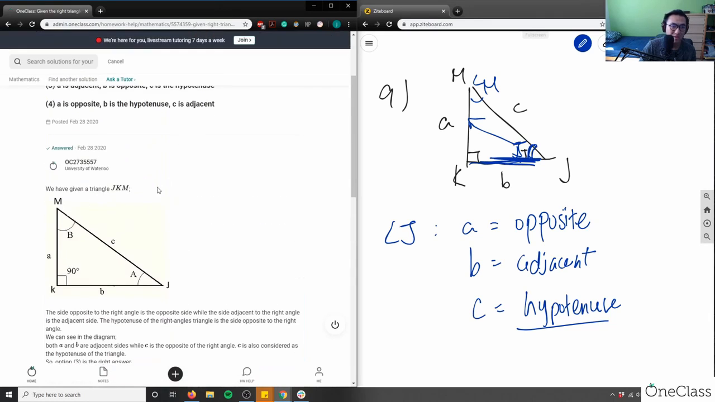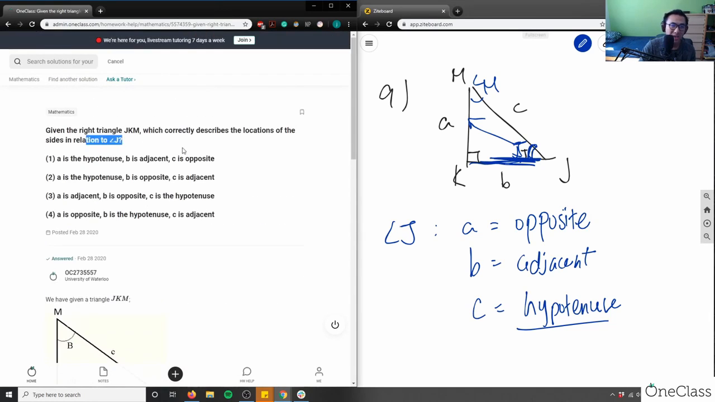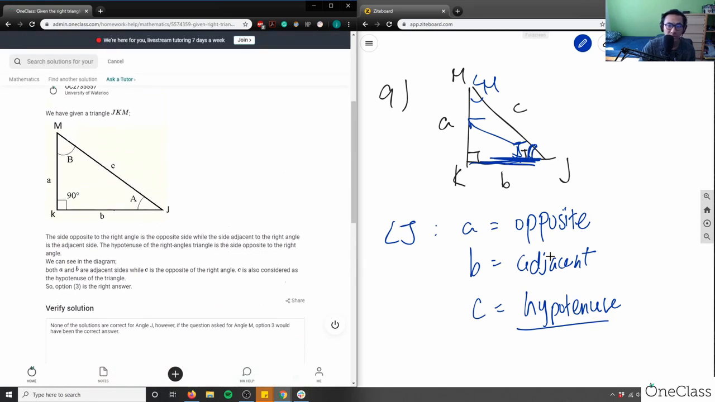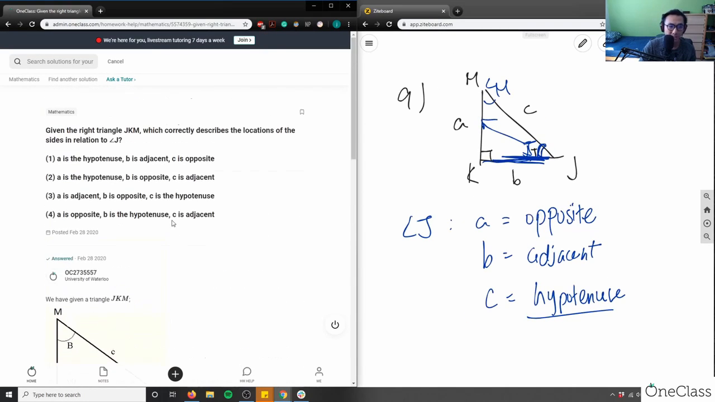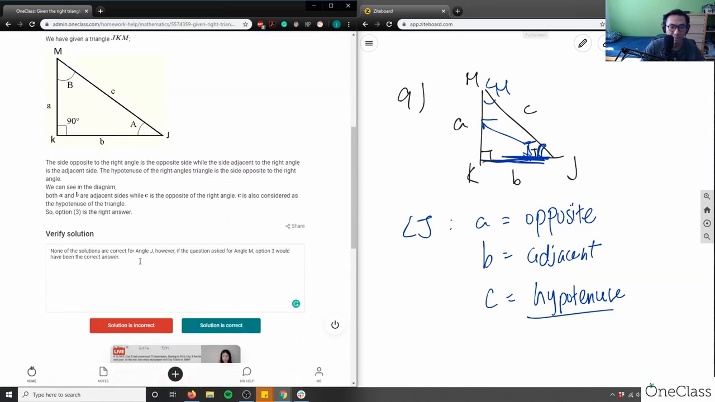So I think the question should have asked in relation to angle M and not angle J, because for angle J, A would be opposite here. So in this case, none of these answers are correct. But I'm going to say option 3 would be the answer. So a misleading question led to a misled answer.